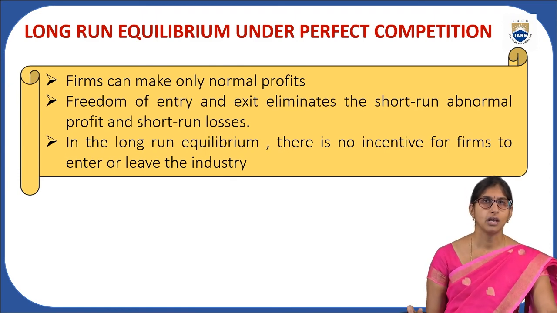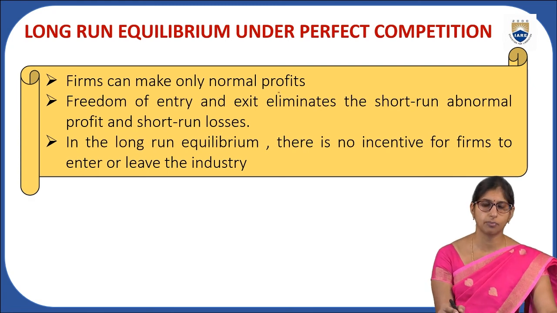And coming to the long run equilibrium under perfect competition, we see all the firms will make only normal profits, not the super normal profits. Okay, because they have to sustain in the market for the long run, they are going to have only normal profits, not the super normal profits. And the freedom to enter and exit is going to eliminate the short run abnormal losses and profits.